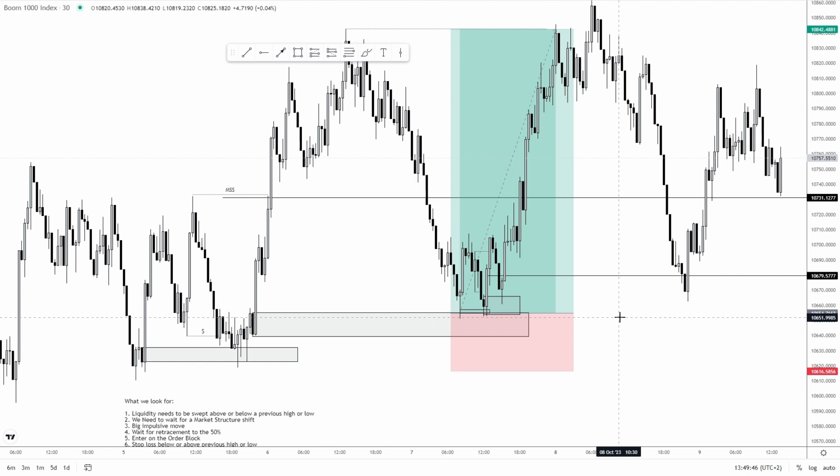Don't go to the 1 minute and scalp boom or crash spikes, because I know a lot of people go against the spikes. I won't advise it. If you're in a boom market, go with the spikes. If you're in a crash market, go with the crashes.